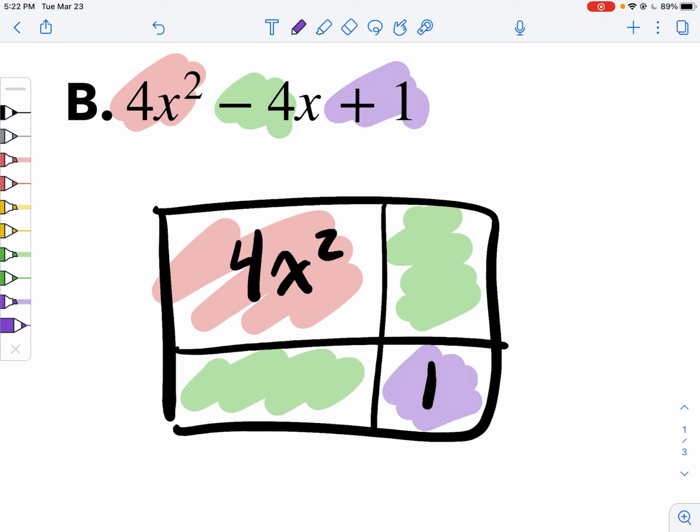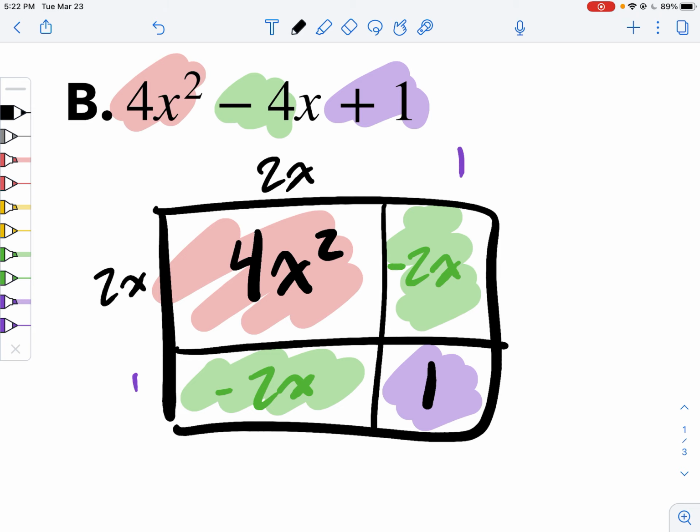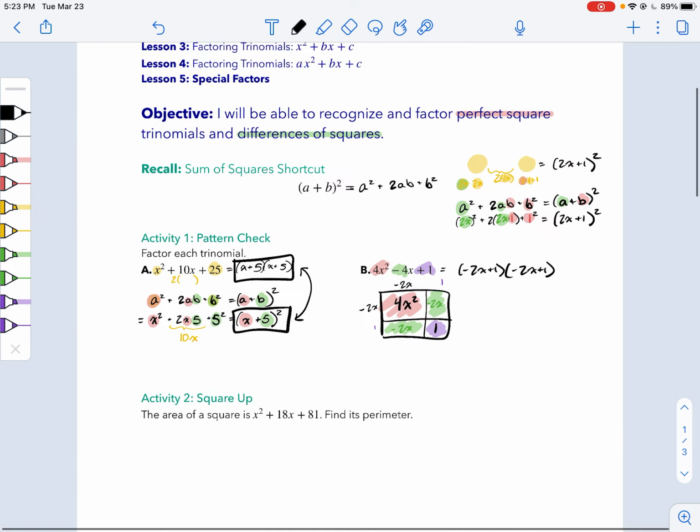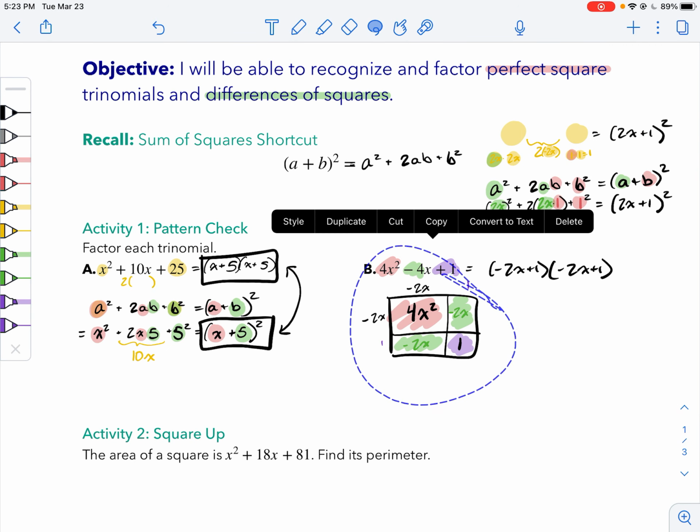You can say, well, there's only one way to get to 1. That's 1 times 1. So the question is, do I need to do 4x times x, or do I need to do 2x times x? And the question is neither, because that will get you to 2x plus 2x, but it needs to be negative 2x. So these need to be negative 2, which gives you your factors of negative 2x plus 1 times negative 2x plus 1, which means earlier we did this wrong.